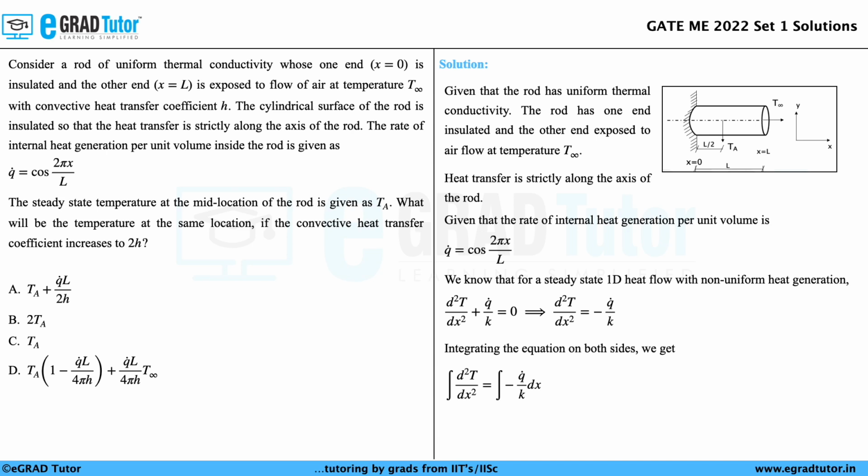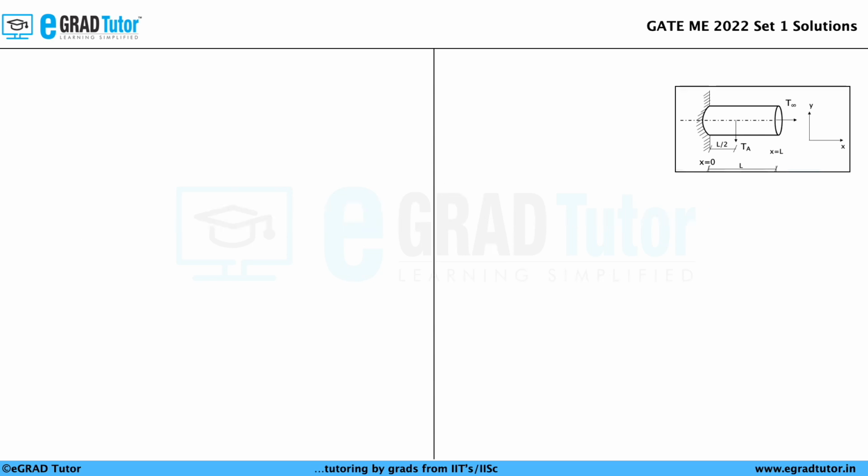Substituting q dot is equal to cos of 2 pi x by L in the right hand side of the integral equation, we get dT by dx is equal to minus 1 by k into integral cos 2 pi x by L dx plus a constant C1. This is the figure we were considering to solve this question. So, integrating the above equation, we get dT by dx is equal to minus 1 by k into L by 2 pi sin 2 pi x by L plus C1. Let us consider this as equation number 1.